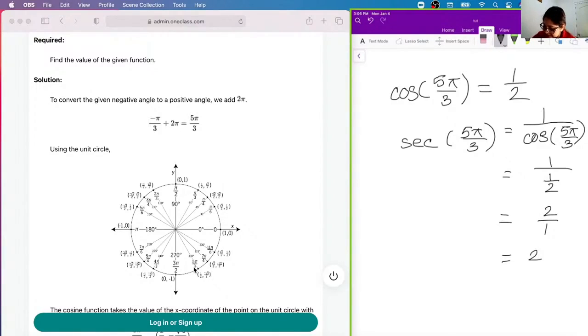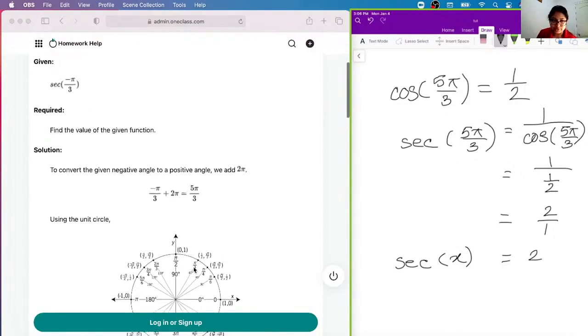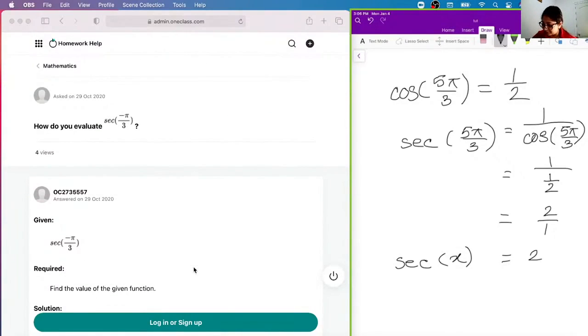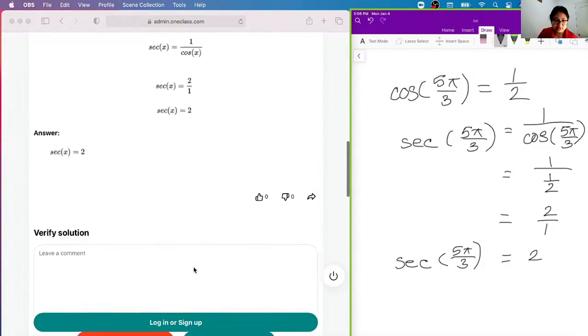So the secant of the angle that we're trying to find out is 2, basically. And yeah, so we can say that secant of 5 pi over 3 is 2. And yeah, so this is right.